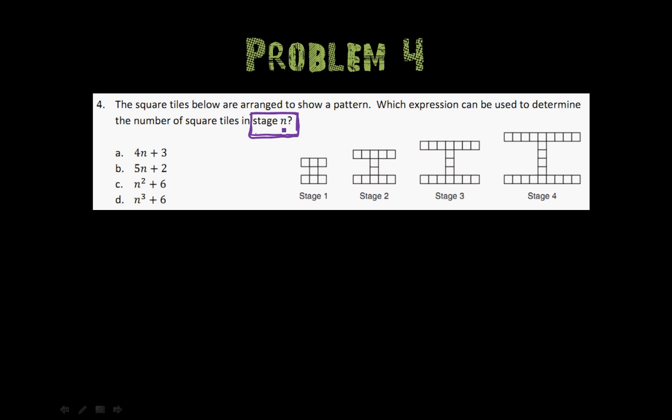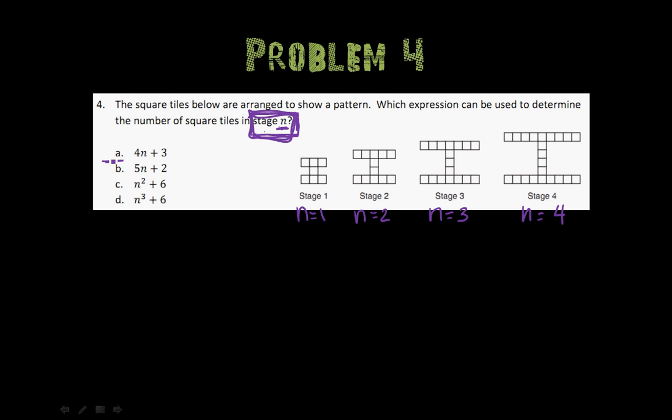So stage n tells us that n stands for the stage number. So in this one, n equals 1. Here, n would equal 2. Here, n equals 3. And here, n equals 4. So you've got to find this little key here that tells you what that letter stands for. So we're going to plug these into our answer choices and see which one works.